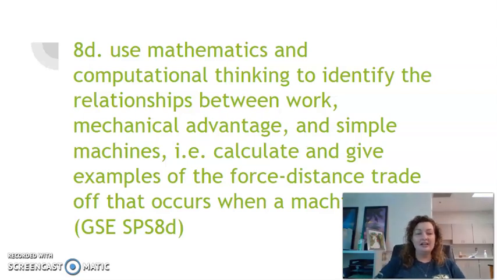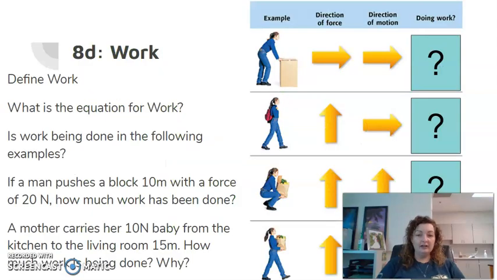So this is AKS 8D. It says I can use mathematics and computational thinking to identify the relationship between work, mechanical advantage, and simple machines, calculate and give examples of the force distance trade-off that occurs when a machine is used. So let's look at your portfolio. You're going to see a series of pictures that look like this, and it asks you a whole bunch of questions about them, so let's go over them one by one.